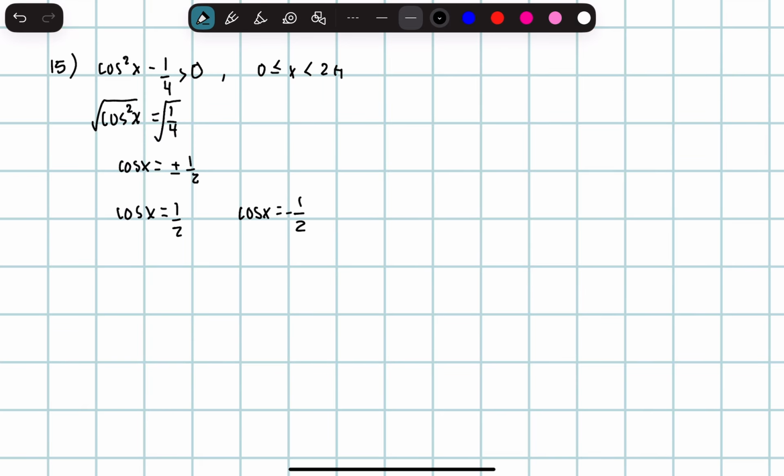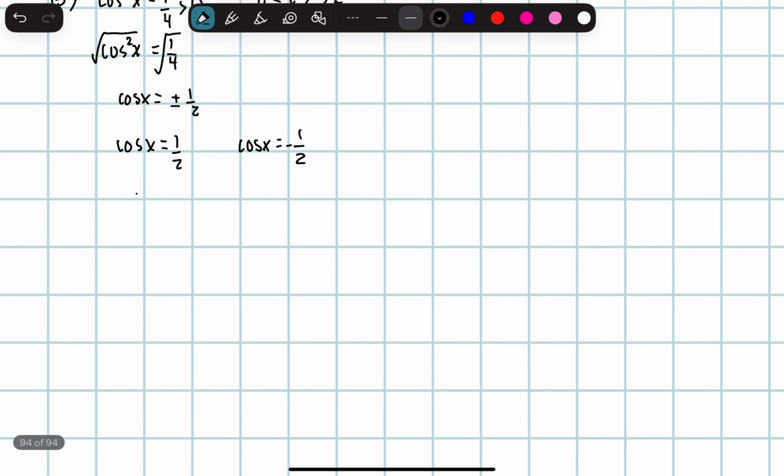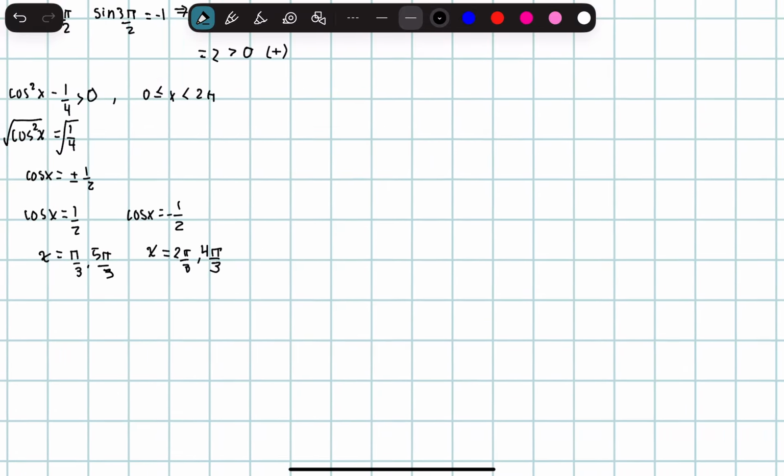Positive 1/2 is at x equal to pi over 3 and also at 5 pi over 3. And cosine x is equal to negative 1/2 at 2 pi over 3 and 4 pi over 3. So now these are our boundary points.